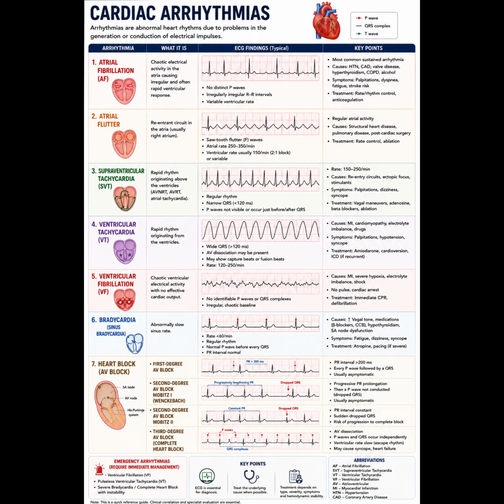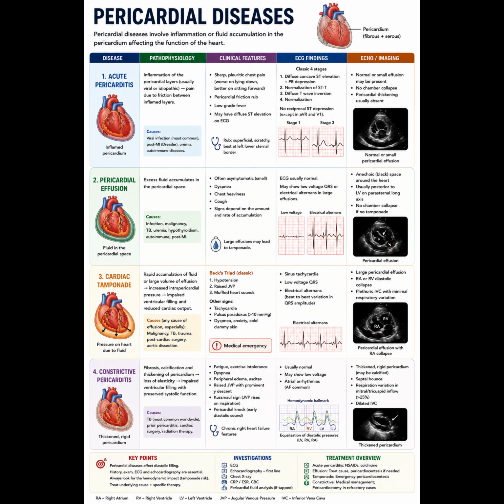In bradycardia, regular rhythm, rate less than 60 per minute, normal P wave. Heart block, more dropped QRS and P and QRS complexes independent. Okay, so next disease relating to the heart will be, next is pericardial diseases.